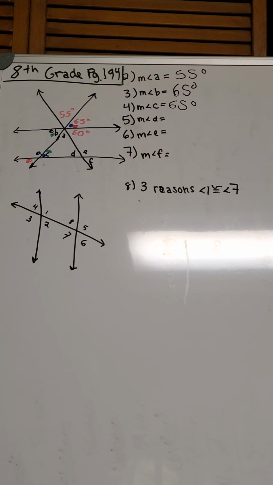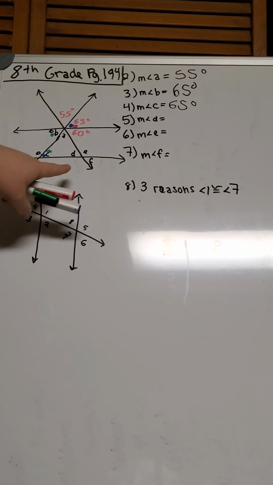How are we doing so far? Hopefully we're starting to make some sense. All right, so the measure of angle D. This one we're going to have to think about a little bit, because before we were looking at relationships between that transversal and those two parallel lines. Now we have to look at this transversal over here.